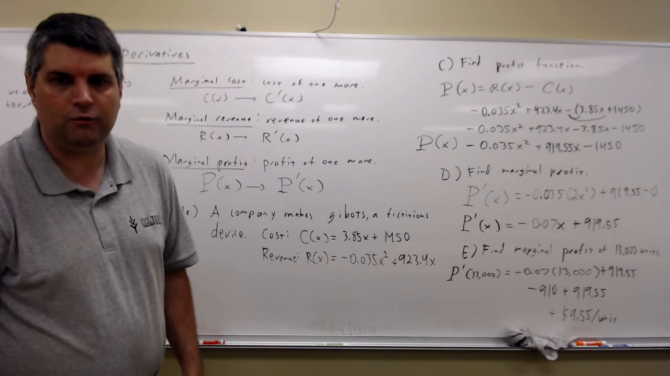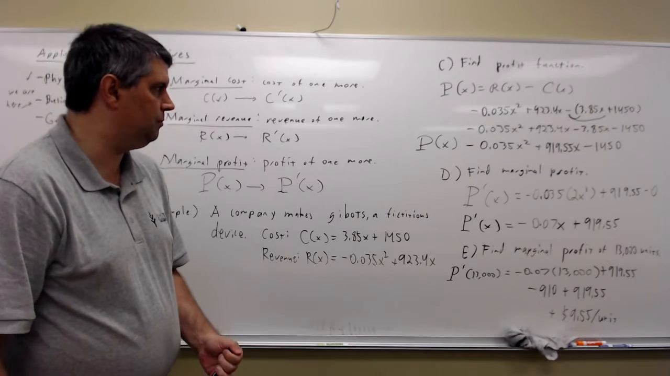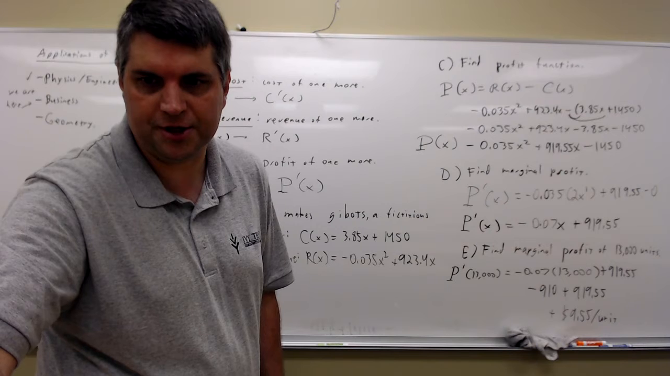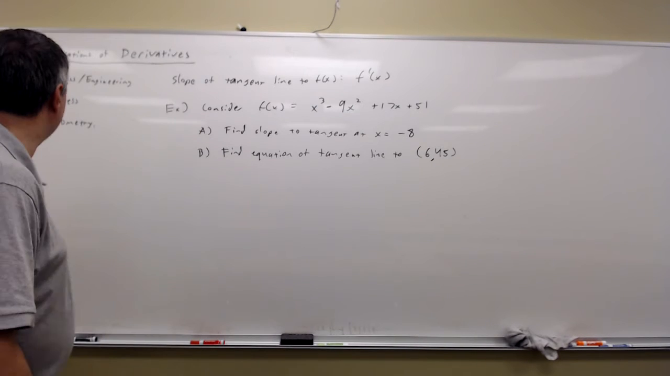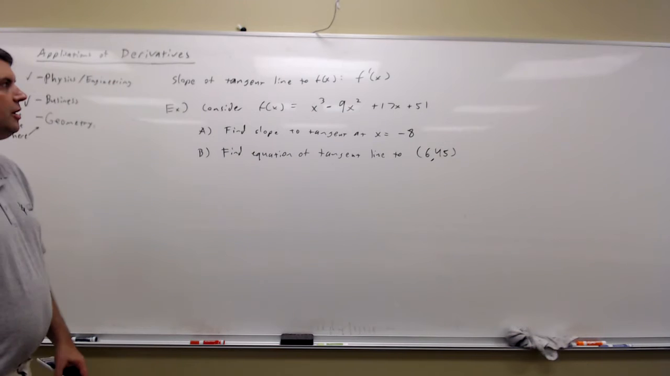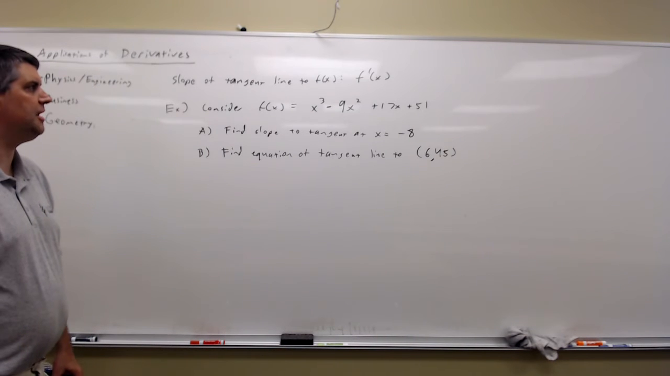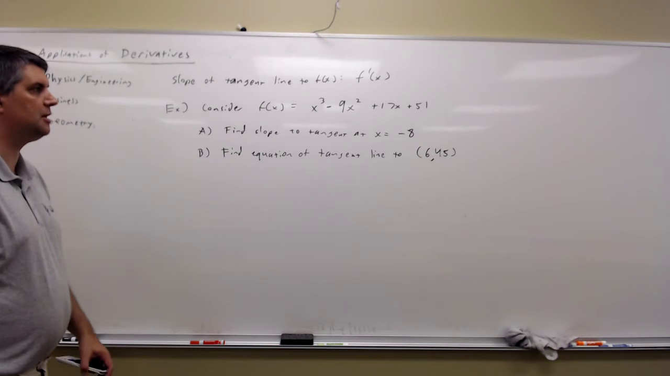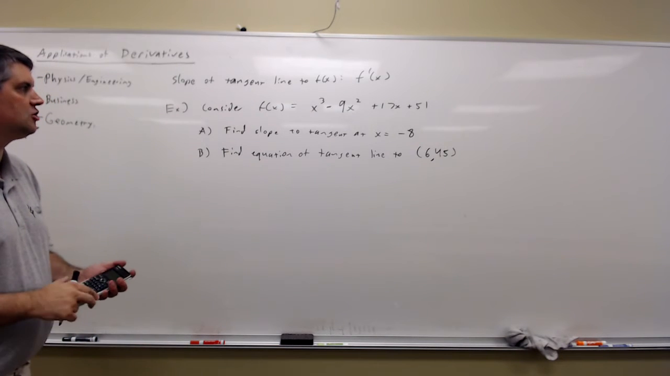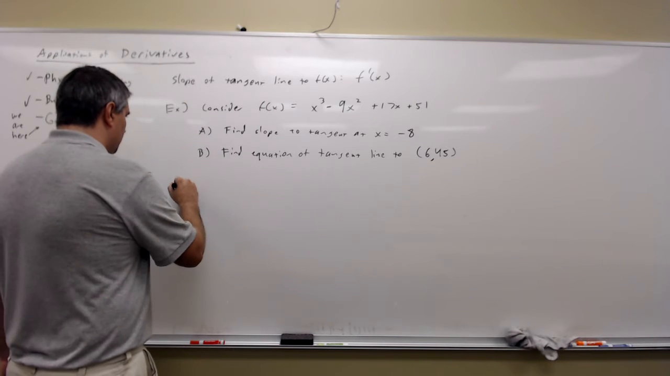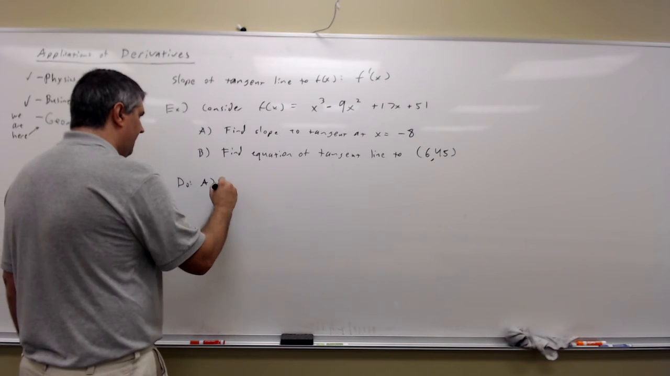All right, let me move on to another example, another topic. Okay, for the third topic, we're going to talk about geometry. Consider the function f of x equals x cubed minus 9x squared plus 17x plus 51. A, find the slope of the tangent at x equals negative 8. So, do A.